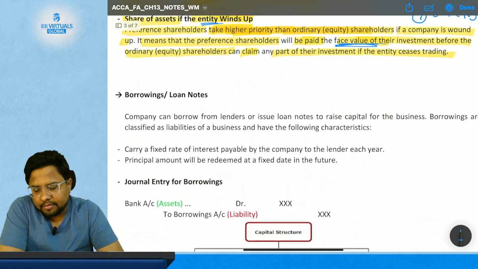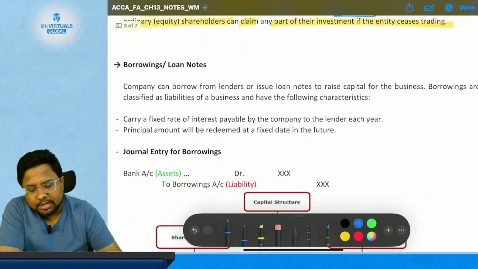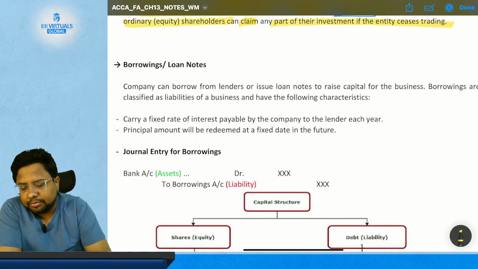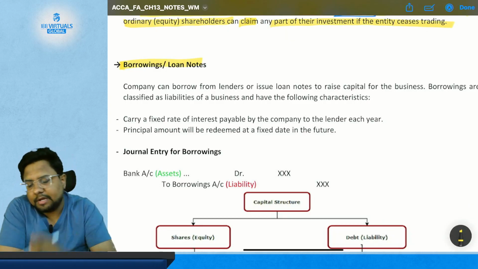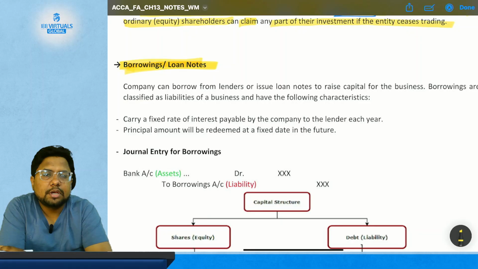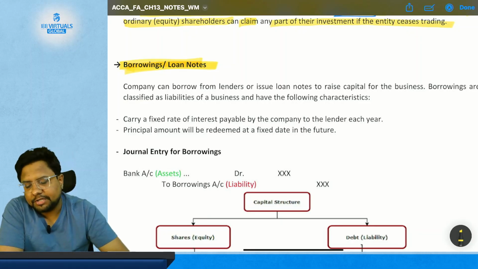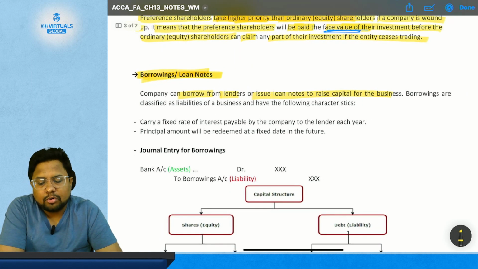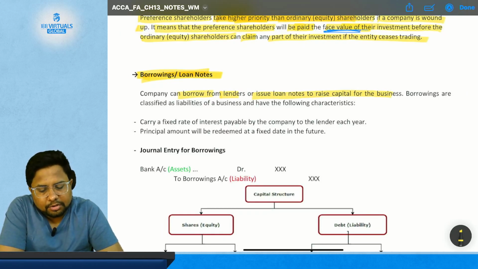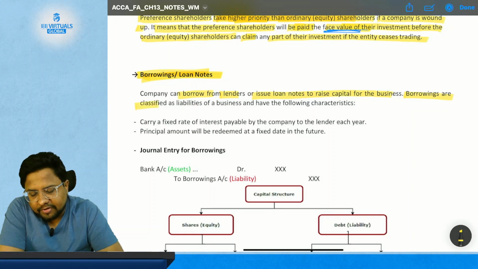Then we have borrowing and loan notes, the third and last but not the least form of capital financing. A company can borrow from lenders or issue loan notes to raise capital for the business. Borrowings are classified as liabilities.